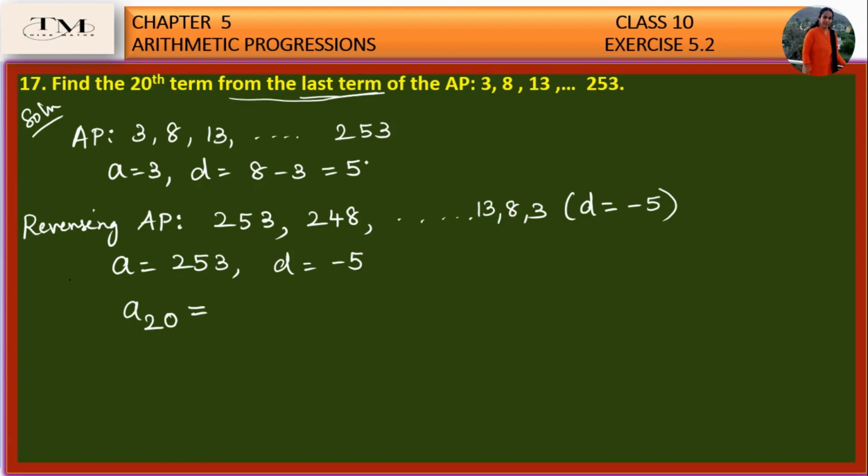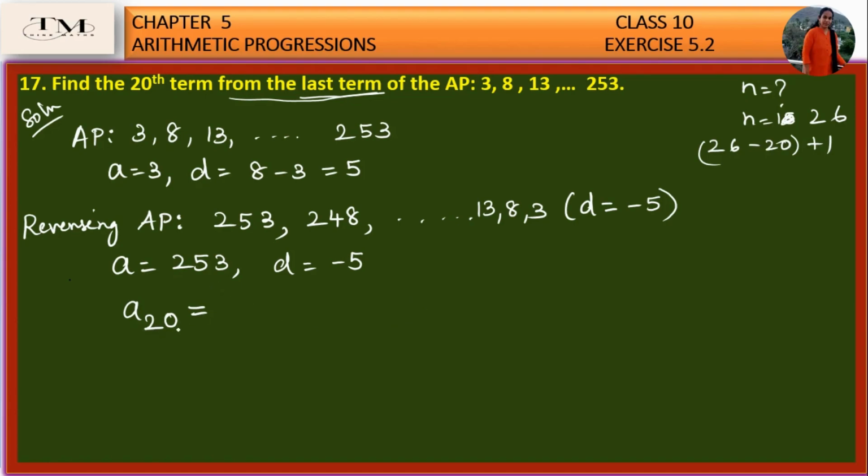If you use the original AP, you have to find first n, then if n is equal to 26, the 20th term from the last term means you have to do 26 minus 20 plus 1. Okay, so that is the answer.